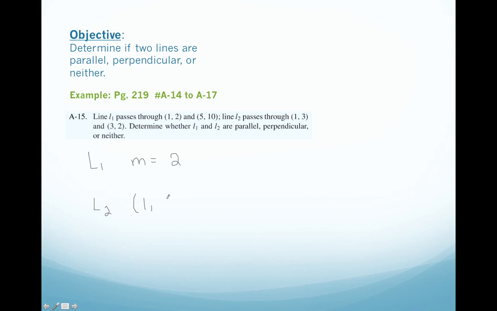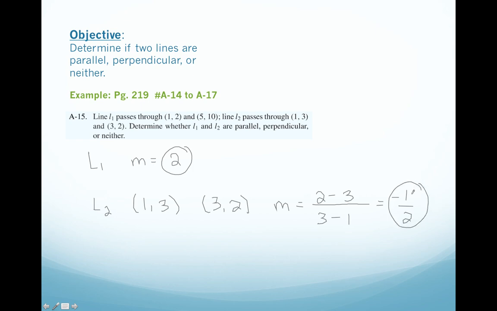Its coordinates are (1, 3) and (3, 2). Using the formula for slope, that's the change in y over the change in x, so that's 2 minus 3 divided by 3 minus 1, which gives us negative 1 over 2. So the slope of the first line is 2, and the slope of the second line is negative 1 over 2, which means that this is the negative reciprocal of this slope here. Because these two slopes are negative reciprocals of each other, we say that these two lines are perpendicular. Excellent. Let's move on to the next example.